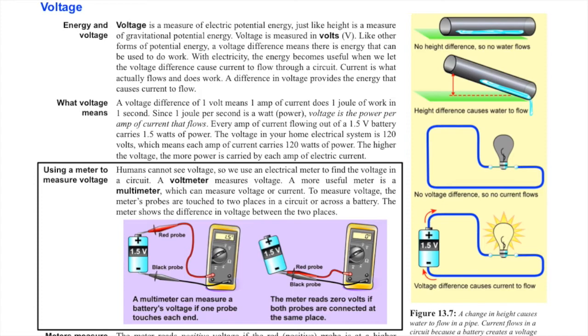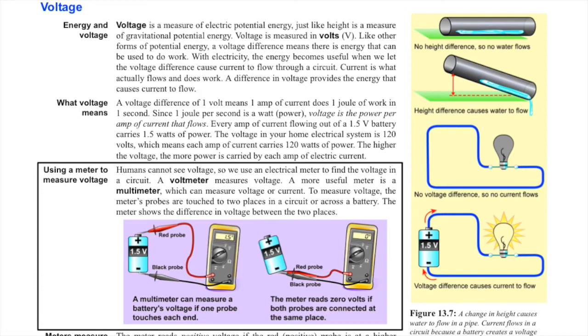A more useful meter is a multimeter, which can measure voltage or current, and that's what we will be using in class. To measure voltage, the meter's probes are touched on 2 places in a circuit or across a battery. The meter shows the difference in voltage between the 2 places. On the left, we have a multimeter that measures a battery's voltage if 1 probe touches each end.